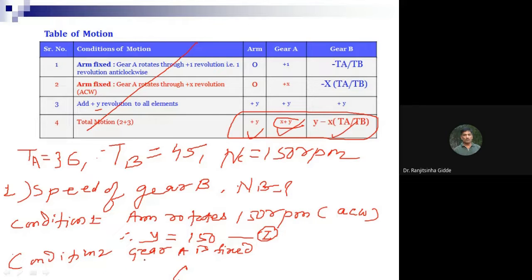Based on this, the total motion of gear A is x plus y. Here we are going to write x plus y is equal to 0. And this is equation 2. You can take it up to this in your notebook. So please write up to this.